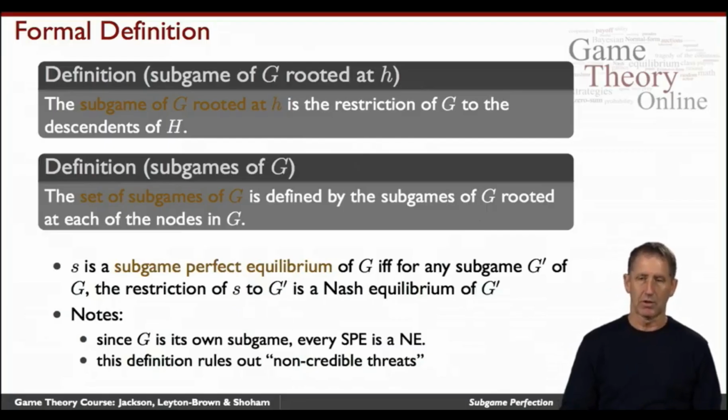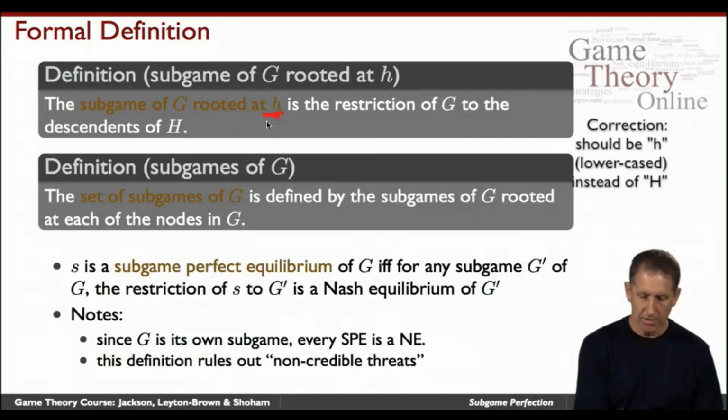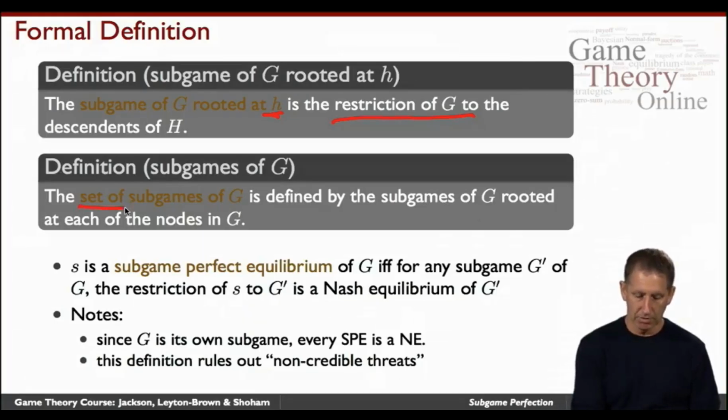That brings us to the notion of subgame perfect equilibria, or subgame perfection. So let's first define a subgame. It's a very obvious notion. Looking at some node H in the game G, the subgame of G rooted at H is the restriction of G to the descendants of that node. And similarly, what is the set of all subgames of G? Well, look at all the nodes in G, and the set of all subgames is simply all the subgames rooted at some node in G.